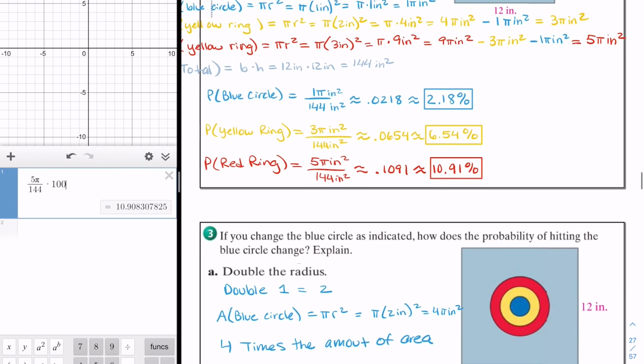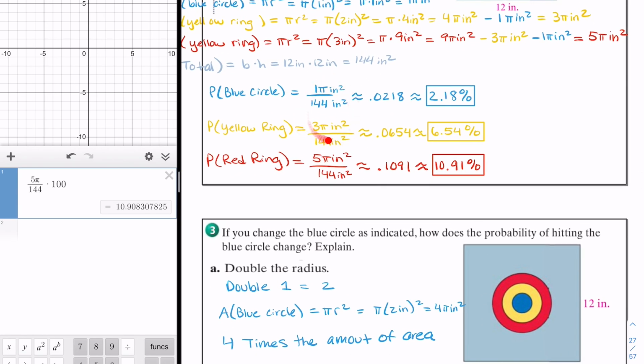And actually what we would do is 4 pi would be these two combined. So it would be about 8.7%. And if we tripled it, we would get 9 pi, which is the red circle, which is all three of these: the blue circle, the yellow ring, and the red ring. So we get almost 20%.